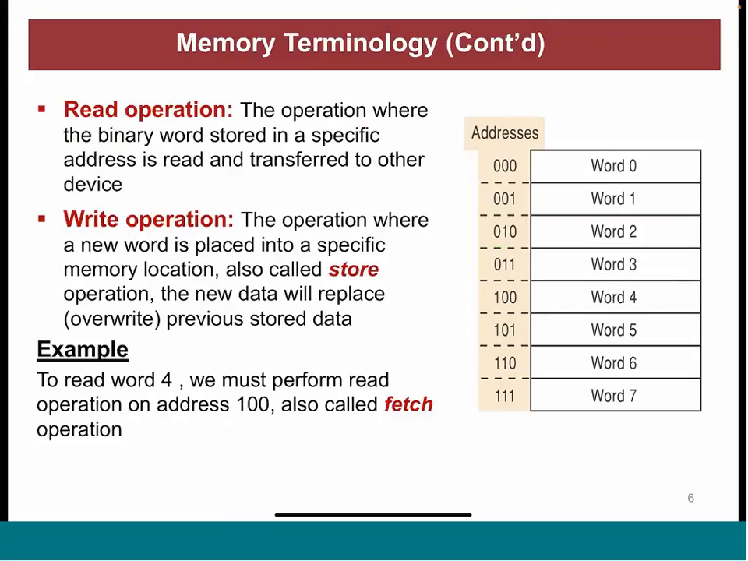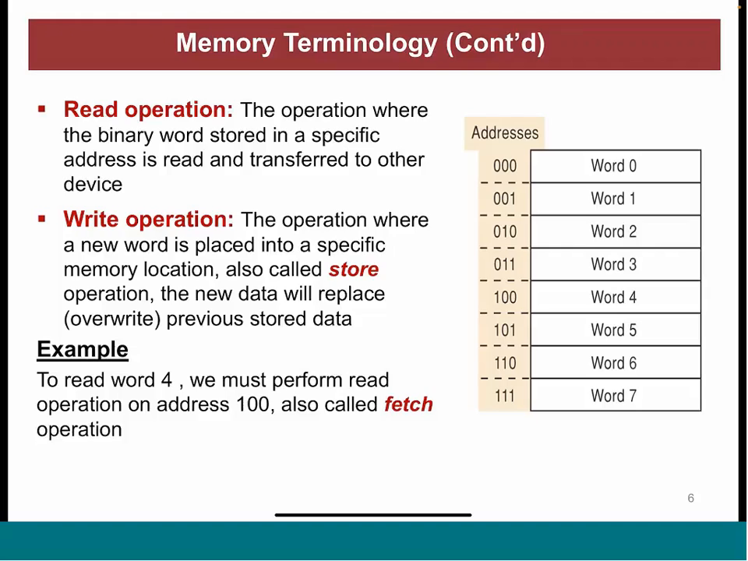Right. Now, we have 2 operations that we can do with the memory. We have the read operation and the write operation. The read operation is where the binary word stored in a specific address is read and transferred to another device, or it could be transferred to another memory location in the same memory. So we go to one memory location and read its content. The content is the word. So we read it.